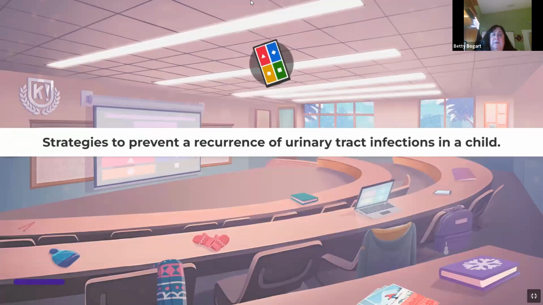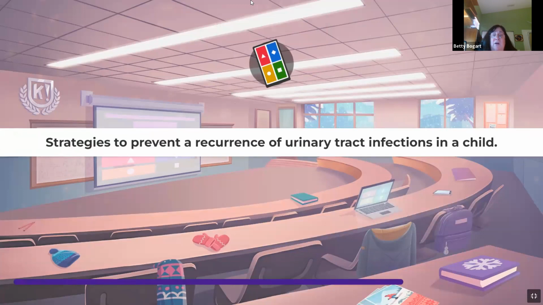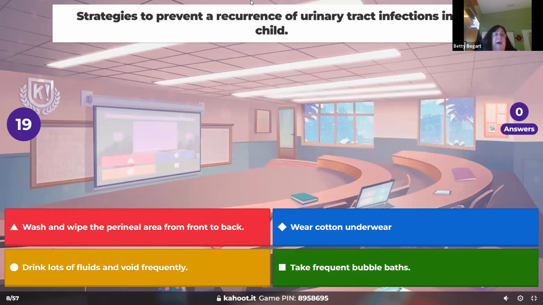A multi. Strategies to prevent reoccurrence of urinary tract infections in a child.